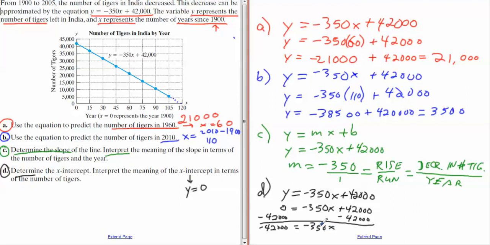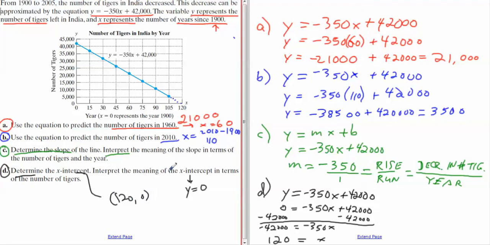If we divide by negative 350, we get x equals negative 42,000 divided by negative 350, and that gives us 120. All right, x equals 120. That's our x-intercept. The x-intercept happens when y equals 0. So when y equals 0, x is 120, and there it is. Determine the x-intercept. The x-intercept happens at 120, comma 0.